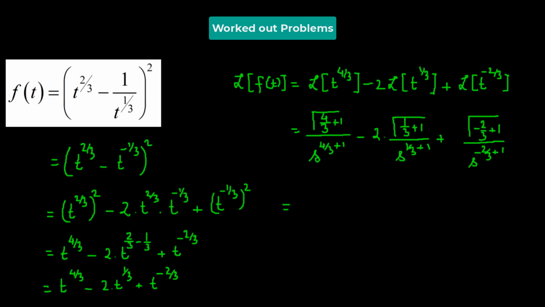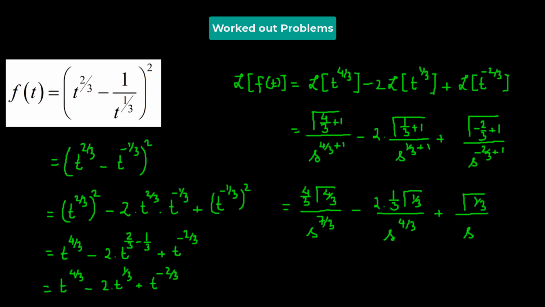So we have, for gamma of 4/3 plus 1, that will be 4/3 of gamma of 4/3 over s raised to the power of 7/3, since 4/3 plus 1 is 7/3, minus 2 times 1/3 of gamma of 1/3 divided by s raised to the power of 4/3, since 1/3 plus 1 is 4/3, plus gamma of negative 2/3 plus 1, which is gamma of 1/3, divided by s raised to the power of 1/3.